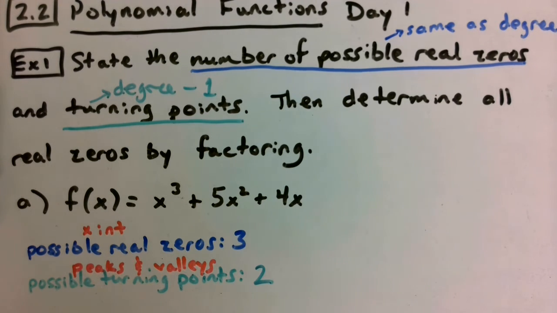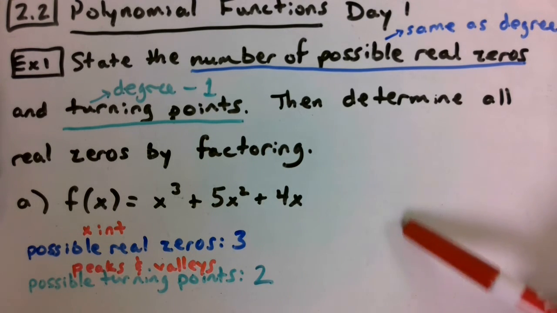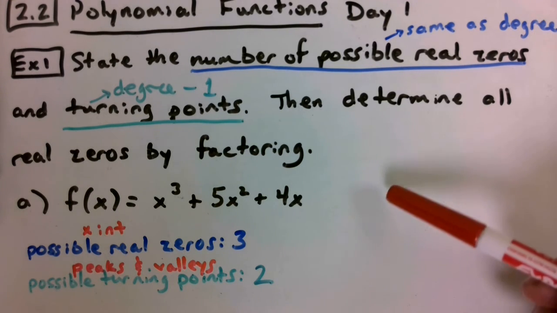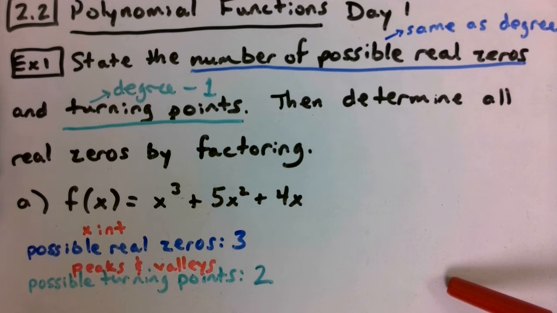Anytime that you see your graph hit the x-axis, that is a real zero. And anytime your graph gets up to a peak, the very top point there, that's going to be a turning point. Same thing when you get to a valley, when you get to a low spot on the graph, that is also a turning point.